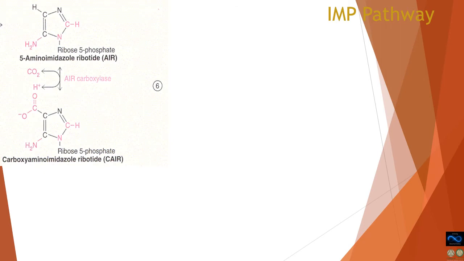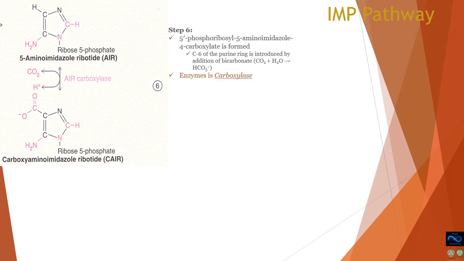In the sixth reaction, a carboxylase enzyme introduces carbon dioxide into the ring, making another atom of the purine ring, and converts AIR into carboxyaminoimidazole ribotide. So here the C6 of the purine is introduced with the help of AIR carboxylase. This is a carboxylation reaction.